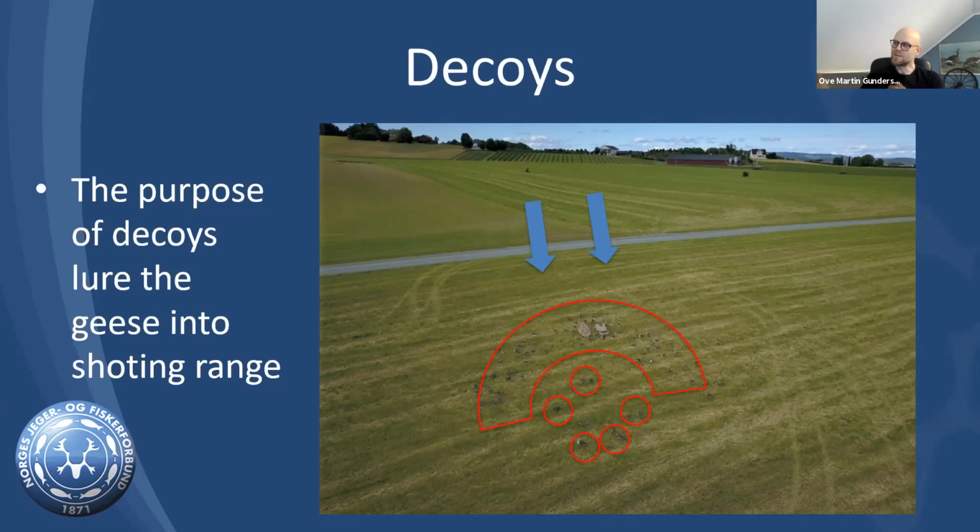And when you set up the decoys, you can actually decide how far you want them from you. So normally we advise people to put them at 25 meters, as Jesper said, the shooting distance. So when the birds are in between the decoys, you always know they are in range of the deadly zone with a shotgun.